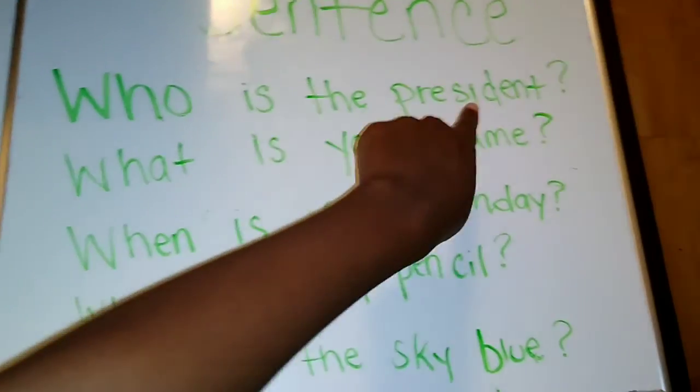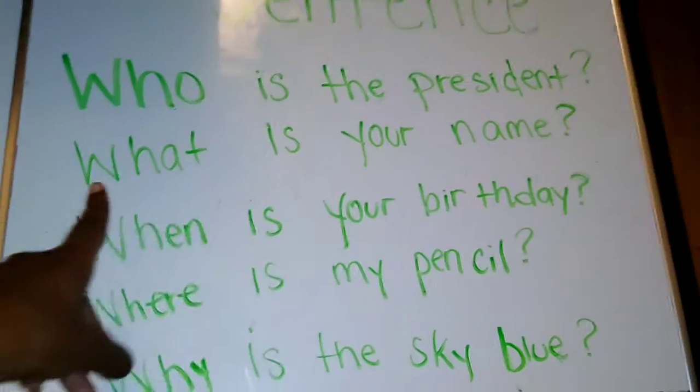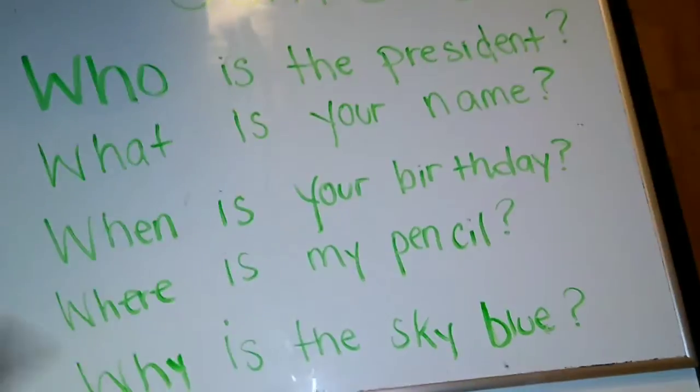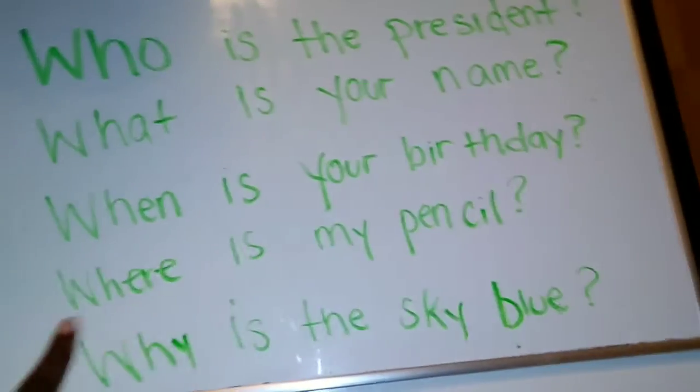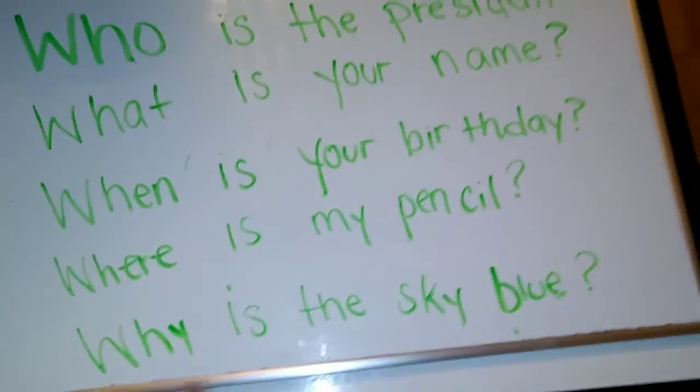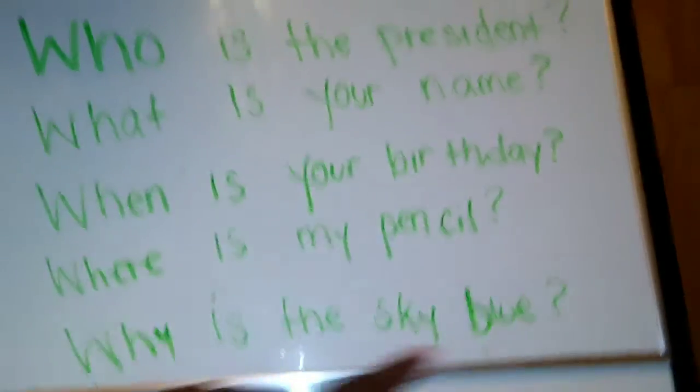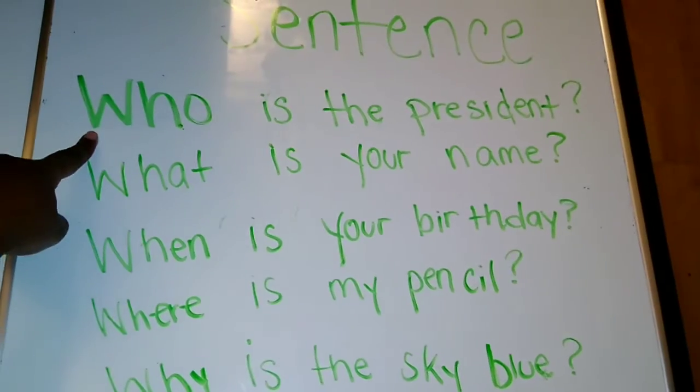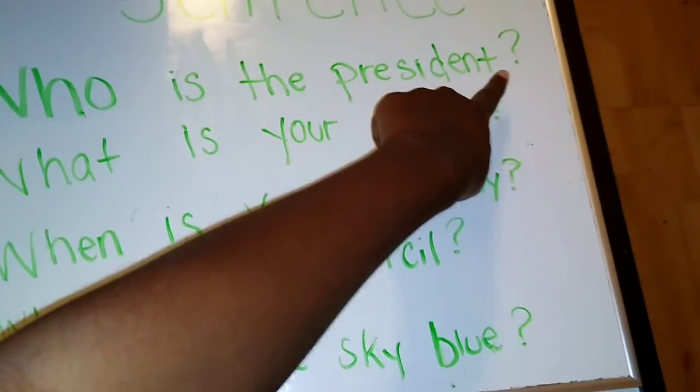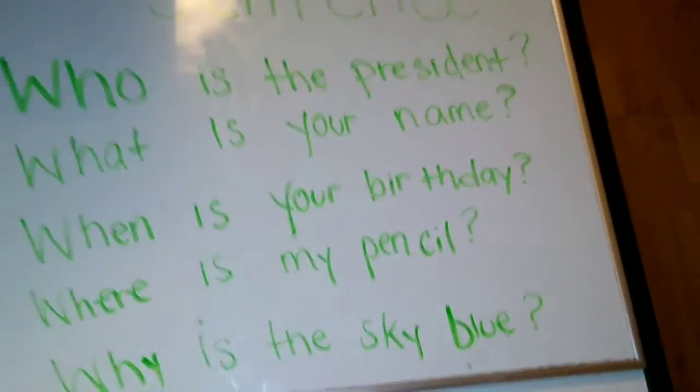Who is the president? And then you have your question mark. What is your name? When is your birthday? Where is my pencil? Why is the sky blue? So notice that we have our capital letter here that begins the sentence, and we have our punctuation mark at the end, which is our question mark.